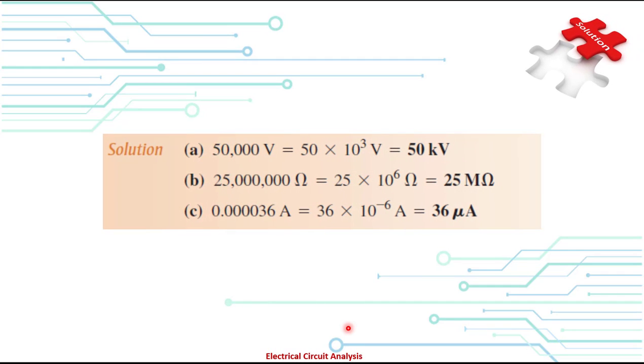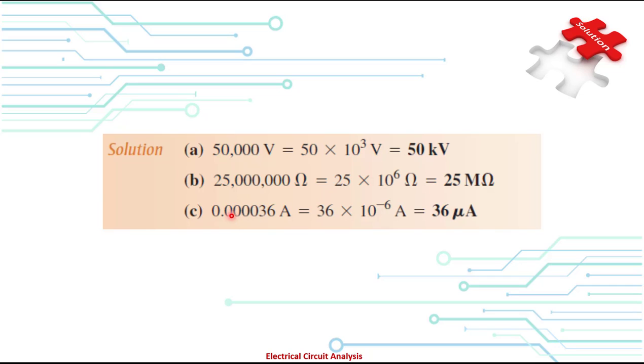And I hope you have achieved the same results. Here, 50,000 volts, so you can have 50 multiplied by 10 to the power 3 volts, and 10 to the power 3 is represented by the prefix kilo, which is represented by the symbol K. Here you have 25 million ohms, so 25 times 10 to the power 6, which is mega for million, represented by capital letter M.